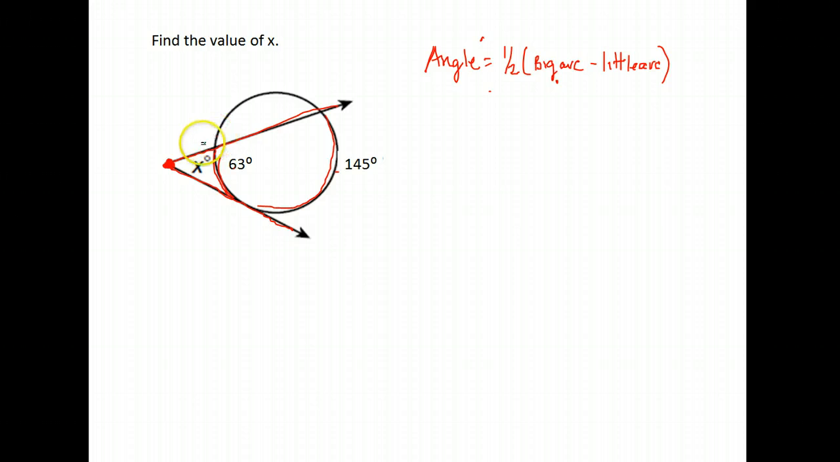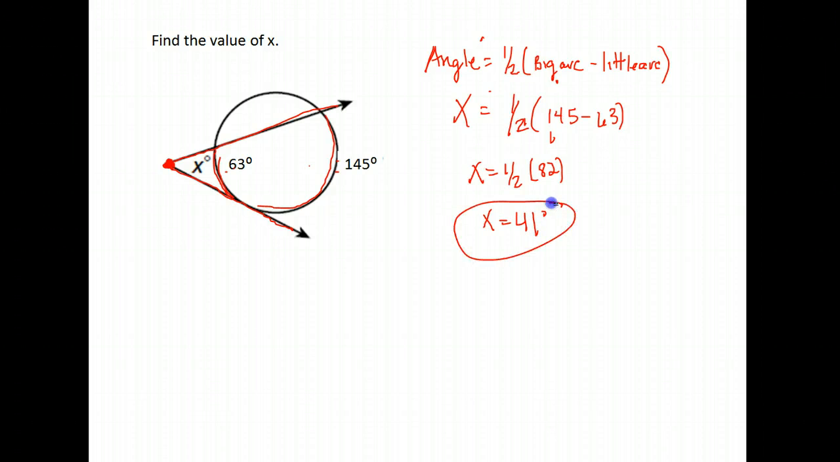Fill in the information you have. So x was my angle, so x goes here, equals 1/2 of, what's the bigger arc? Well, 145 is larger than 63. Minus the little arc, which is 63. We'd go ahead and do our subtraction. 145 minus 63 is 82. We get x equals 1/2 of 82. 82 divided by 2 is 41 degrees. And we have solved and found x was 41 degrees.